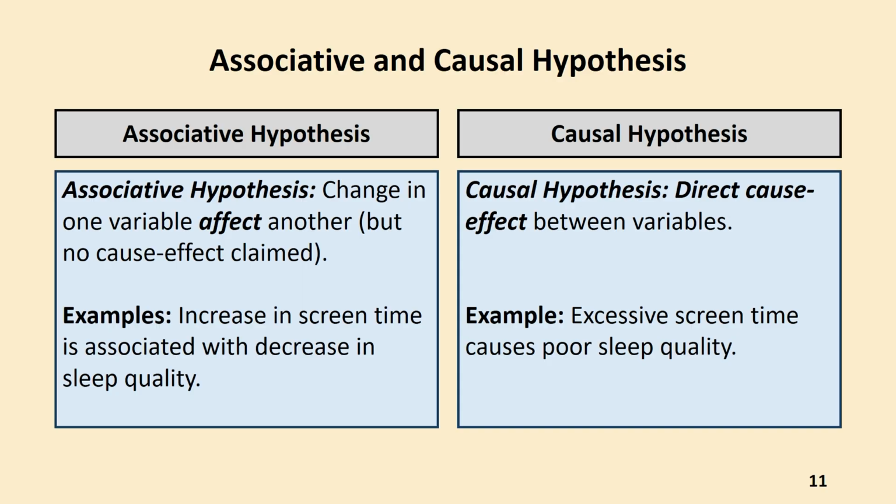Second is the causal hypothesis. A causal hypothesis focuses on direct cause-effect between variables. Direct cause-effect between variables. Example: excessive screen time causes poor sleep quality. And among all these types of hypothesis, you can see one thing is very common: all hypotheses are intended to form a relationship which should be examined further.